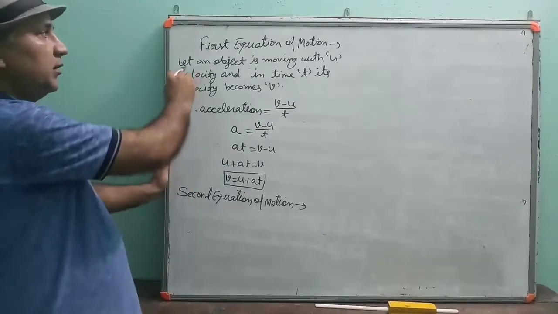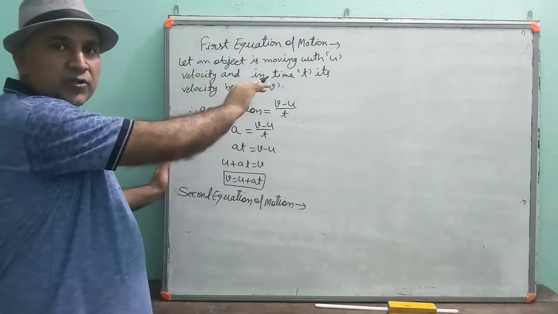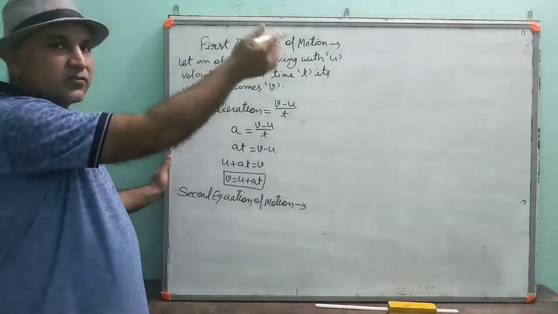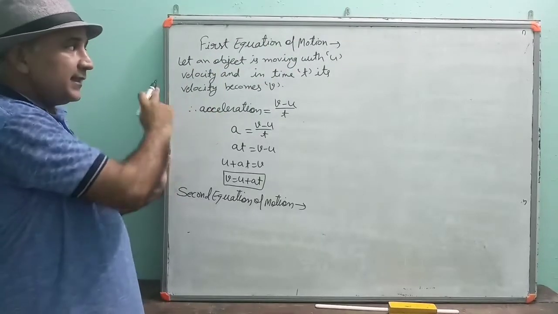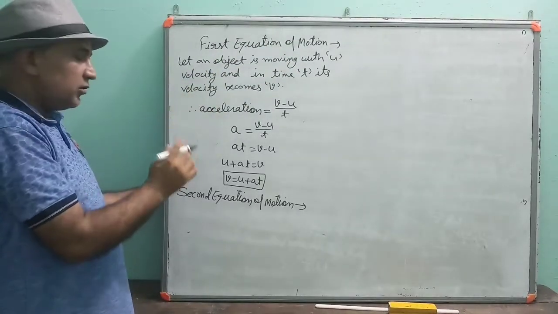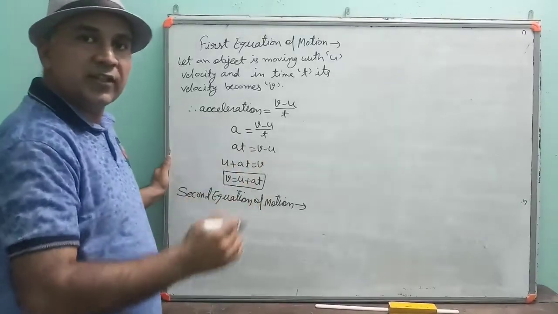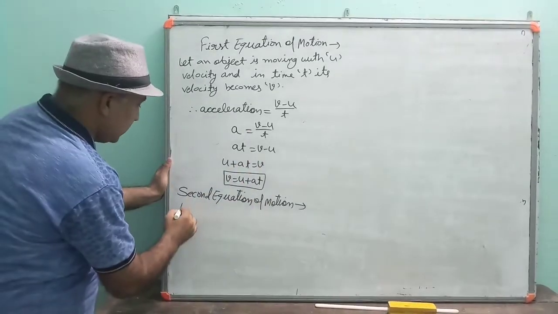Suppose that the body is moving with u velocity. After t time its velocity becomes v. But during this time t, the object covered the distance s.